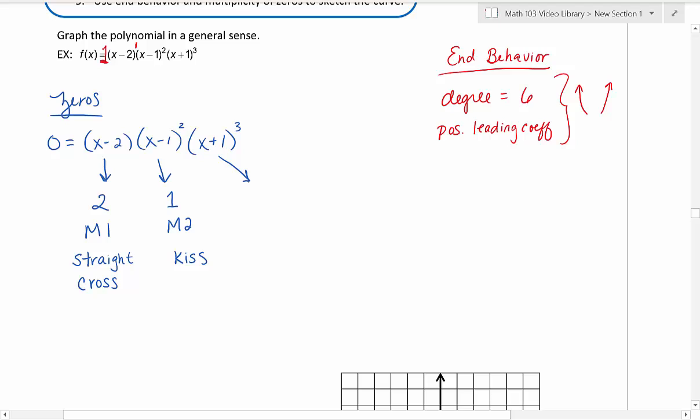And then our third factor, x plus 3, gives us a zero of negative 3. It has a multiplicity of 3. That's odd, so we know it's going to cross. But since it is an odd degree higher than 1, it's going to wiggle cross when it crosses.